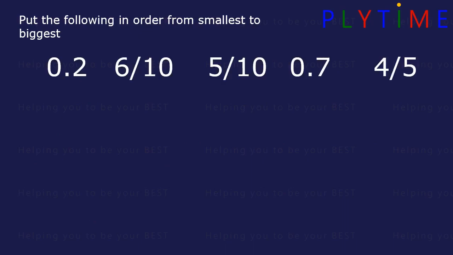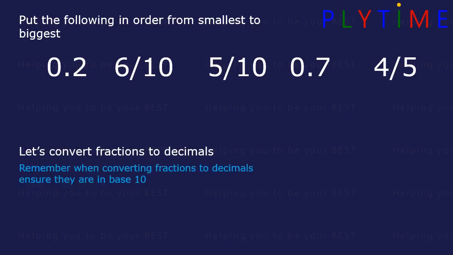Again, we have fractions and decimals. Let's convert the fractions to decimals this time. Remember, when converting fractions to decimals, we need to ensure they're in base 10. 6/10 is the same as 0.6, and 5/10 is the same as 0.5. They're in base 10. What about 4/5?